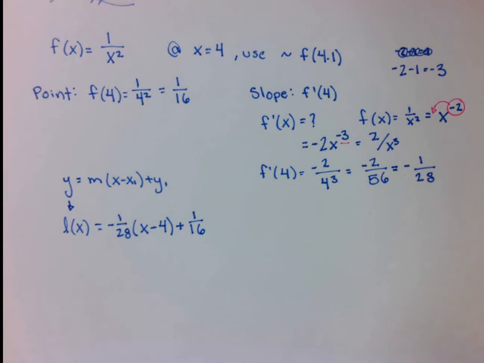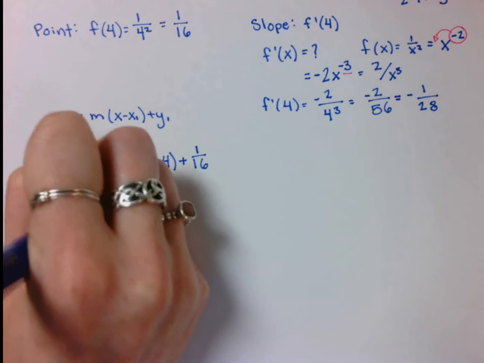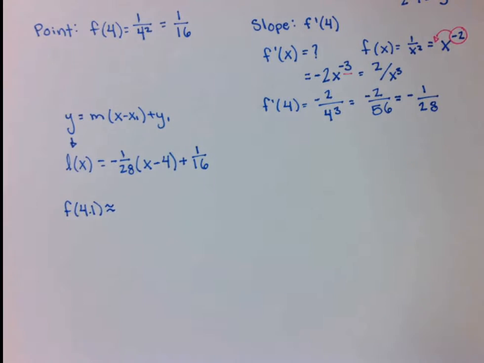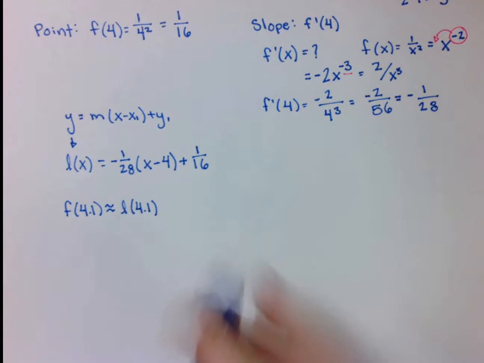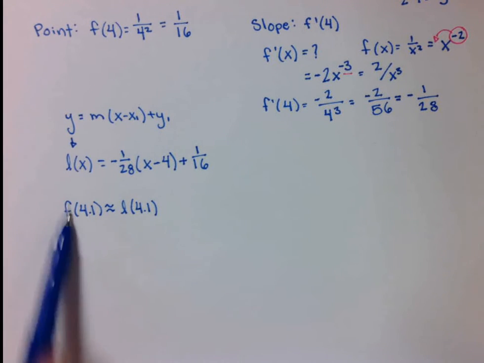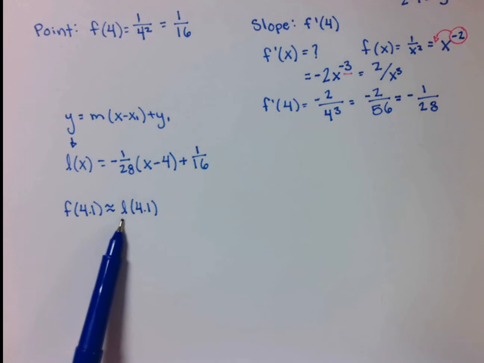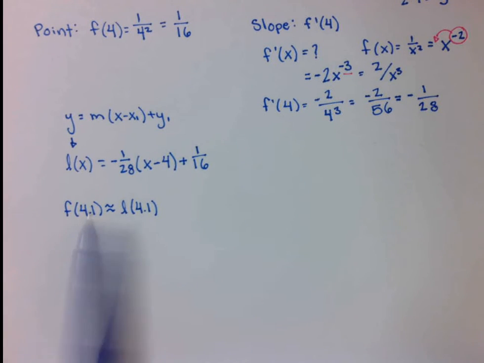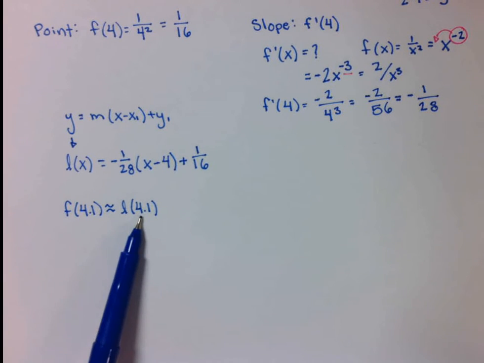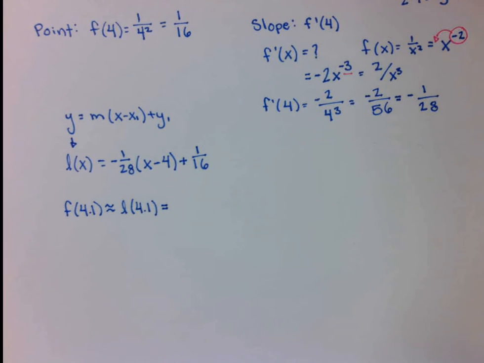So now to approximate, we would say, okay, well, f of 4.1 is approximately L of 4.1. The reason our notation falls apart here if I leave it as y is because it's weird to say f of 4.1 is approximately y, because y could be any value without a specified x. Function notation specifies the x value that we're looking at. Now I can use equal signs, so all we're doing is plugging 4.1 in.